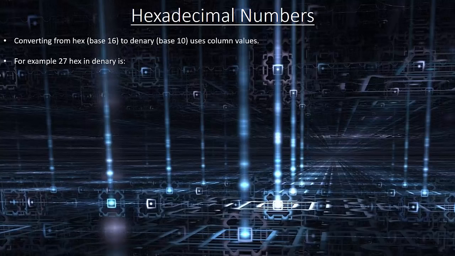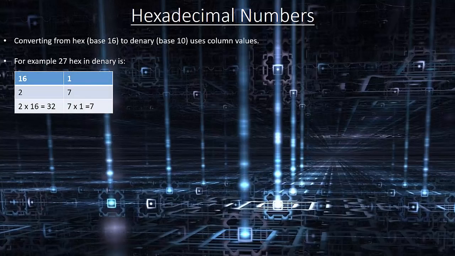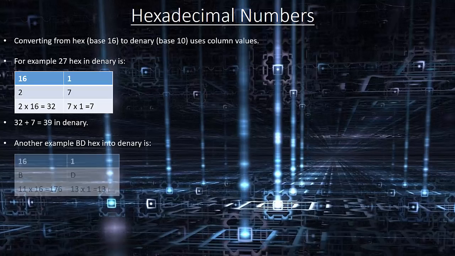For example, 27 hex in denary is 32 plus 7 equals 39 in denary. Another example is BD hex into denary is 176 plus 13 equals 189 in denary.